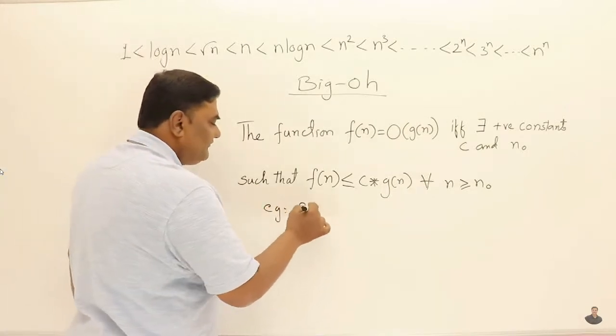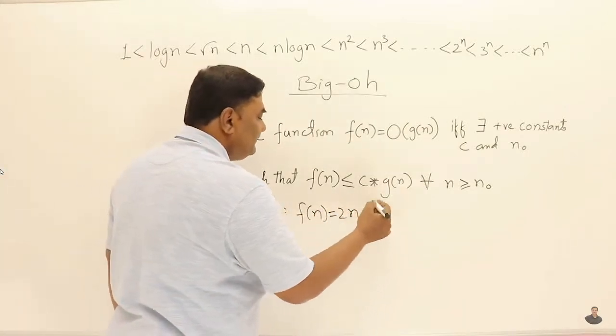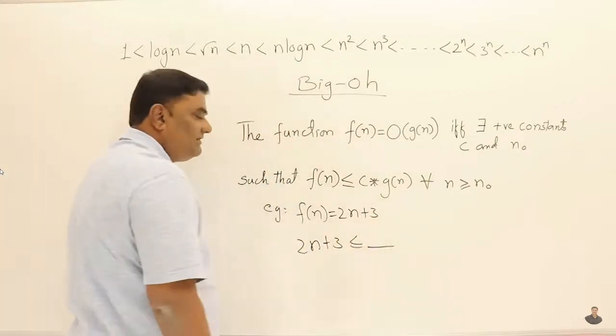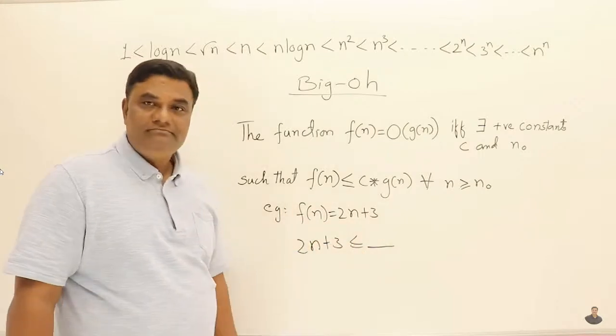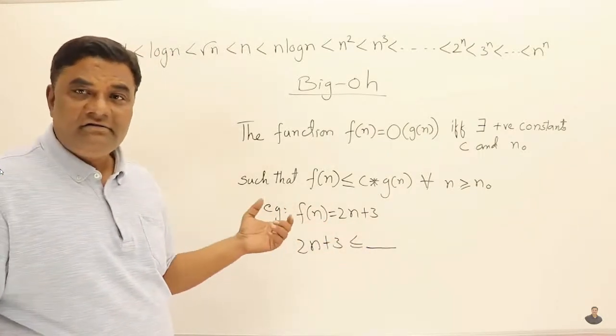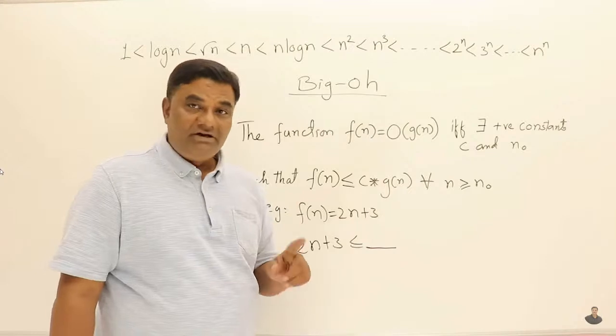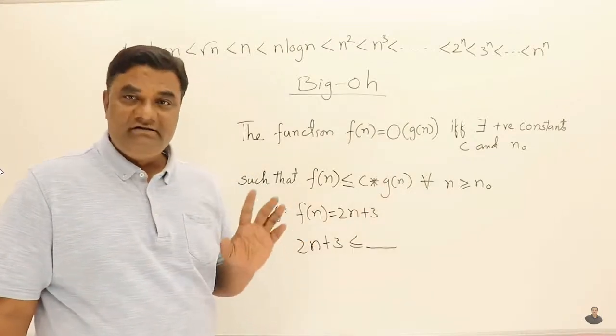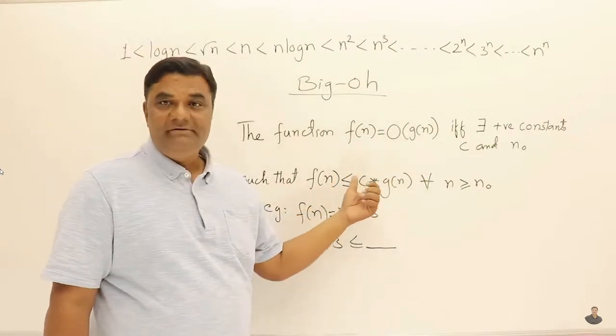For example, if I have a function f of n is equal to 2n plus 3, then 2n plus 3 is less than or equal to something I should write here such that that is greater than or equal to this one. So what can I write? I can write anything that is greater than or equal to this one. But one thing I have to take care: this function has two terms, so I should not write multiple terms. I should write only a single term. That single term can have some coefficient, that c.